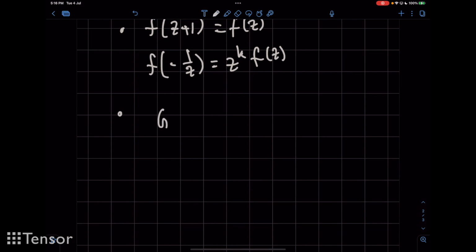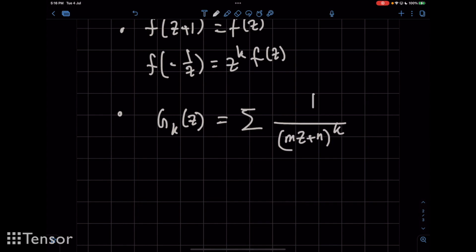The Eisenstein series was defined like this: G sub k of z is equal to a sum of 1 over mz plus n to the power k. And this sum is over all the integers m and n such that not both of them are 0. And we have seen that this sum converges for even k greater than or equal to 4.